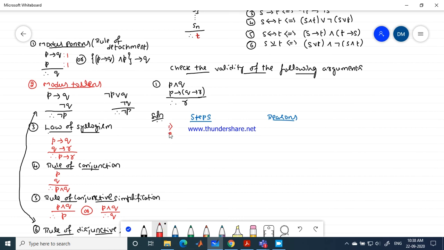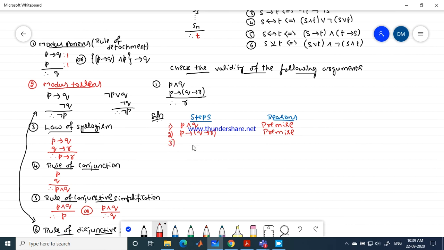Step number 1: first you are supposed to write all the premises. So P conjunction Q, and P implies Q implies R. We do not have any reason; it is my claim. I am assuming these are true statements. These two are premises.